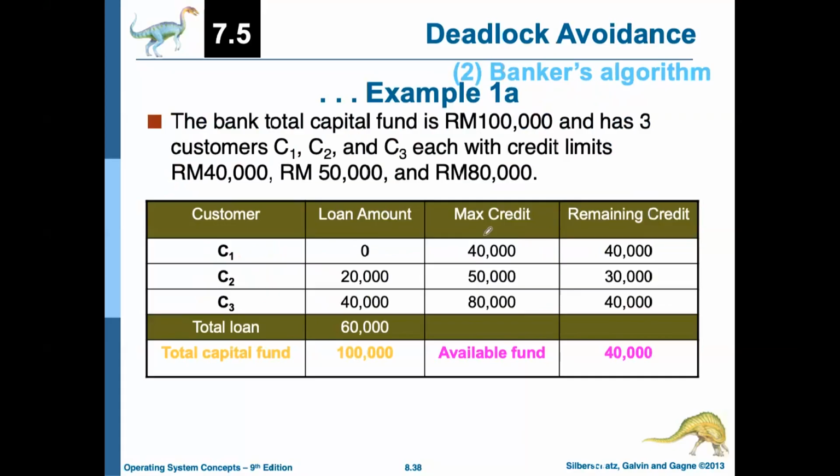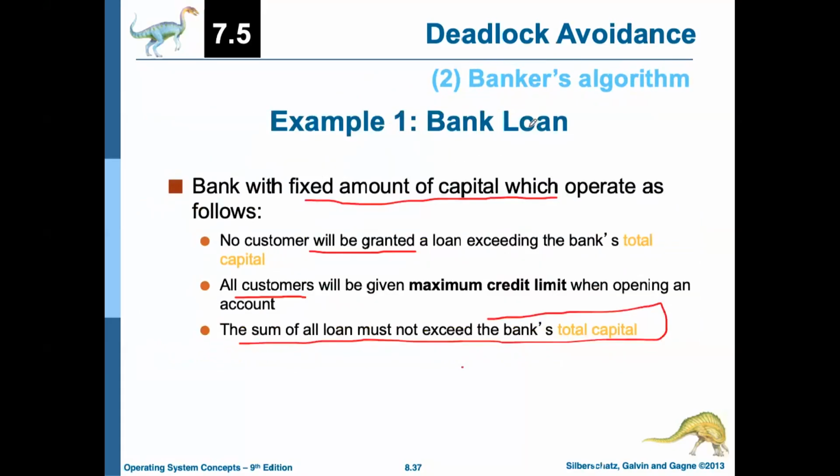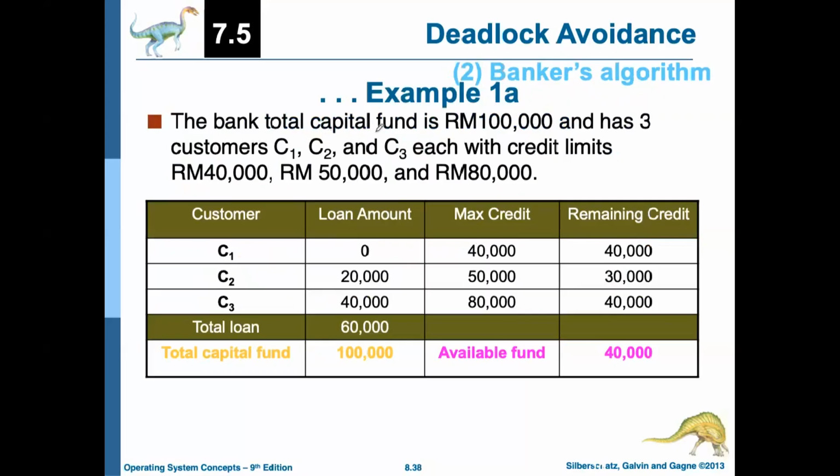If you look here, the bank's total capital fund is 100,000 ringgit, and it has 3 customers, C1, C2, and C3, with credit limits of 40,000, 50,000, and 80,000 respectively. Here is the diagram.